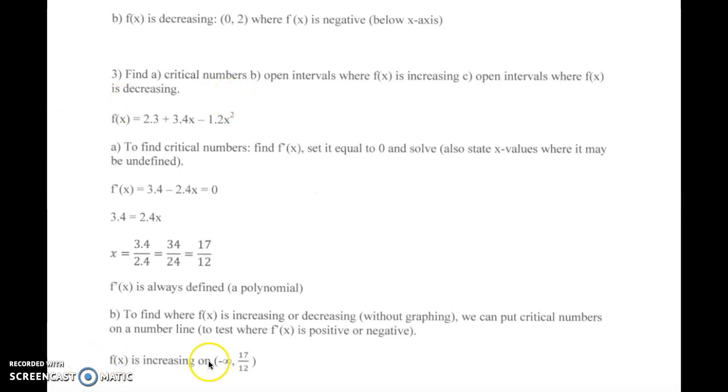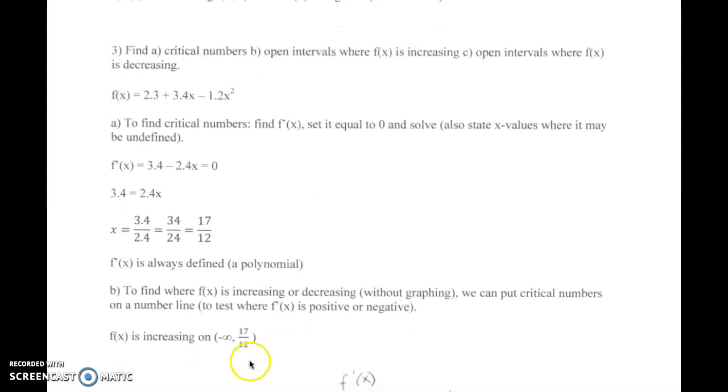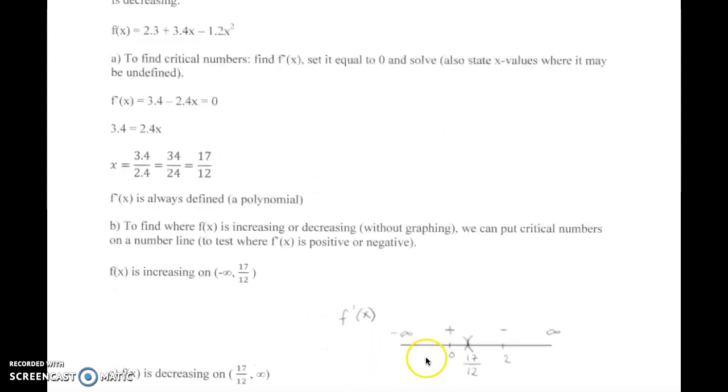So we want to test some numbers around 17/12 and see where it's increasing. Now this is a parabola that faces downward, so it has a highest point at the vertex. It's going to be increasing from negative infinity up to our critical number value of 17/12. It's going to be decreasing from 17/12 to positive infinity.